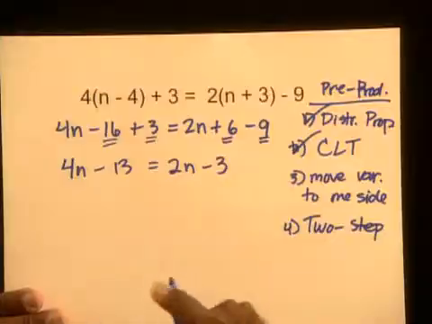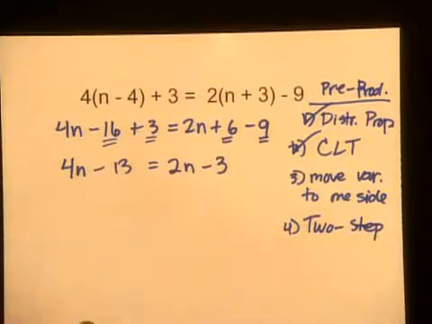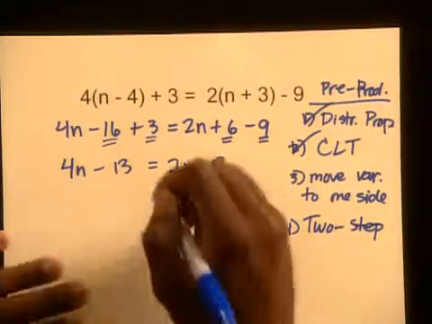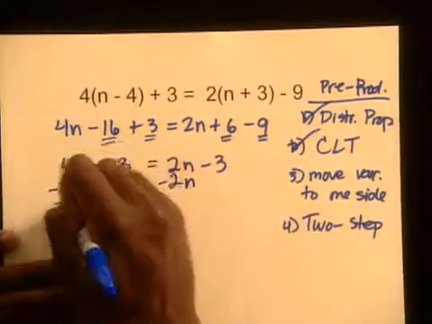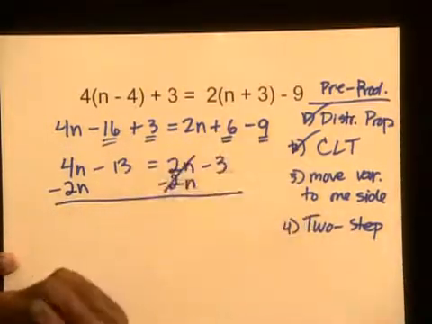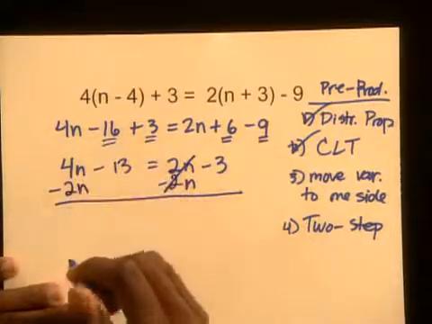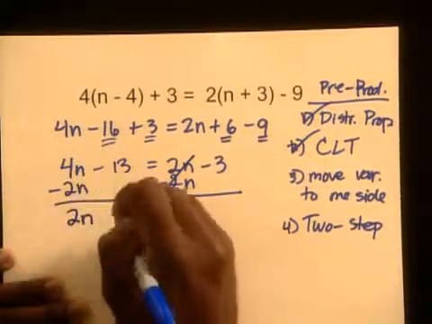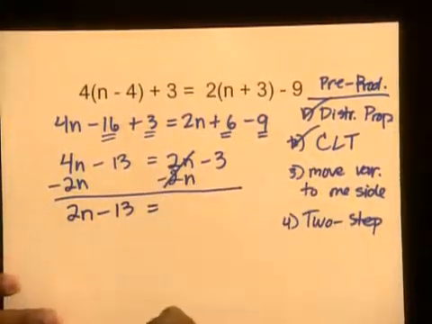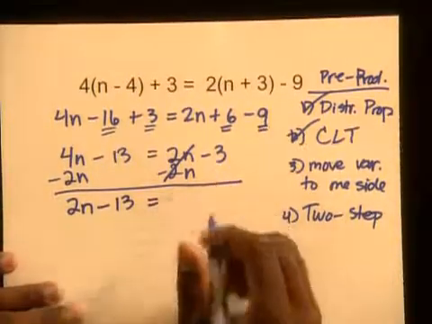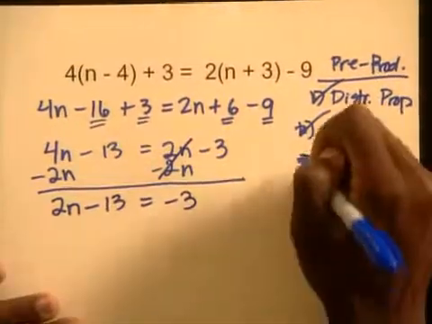Now we're to the split personality part, right? Right. So which one is smaller, the 4n or the 2n? The 2n. The 2n is smaller, so that one's got to move. So we subtract 2n from both sides. Those cancel. 4n minus 2n leaves us 2n. We bring down that 13, still hanging around. And then on the right side, we have minus 3. So we move the variable to one side. Moving the variables, done. All right?